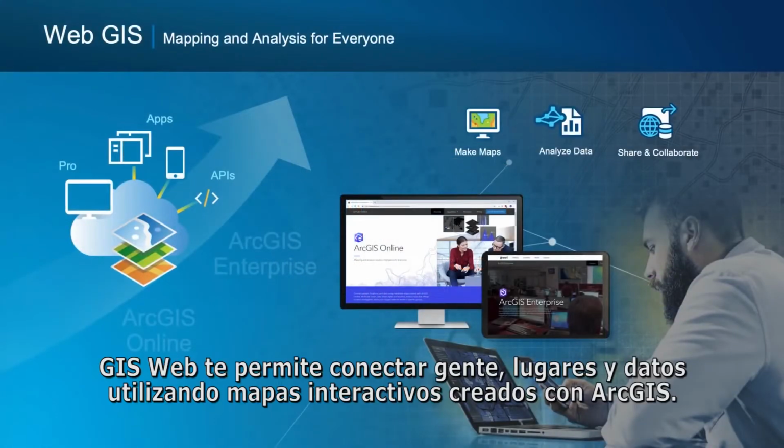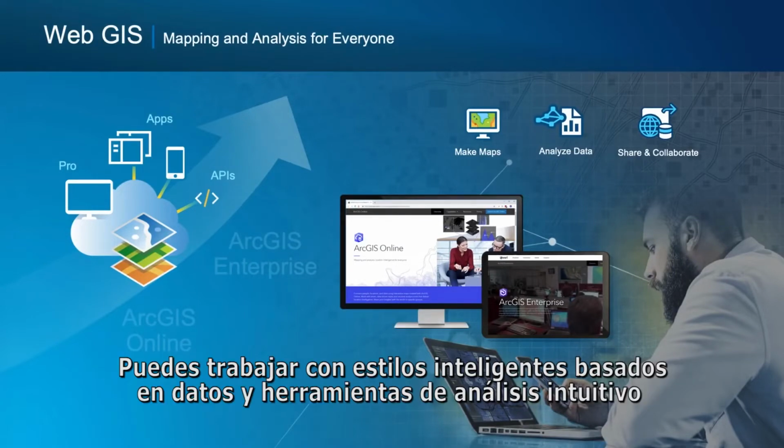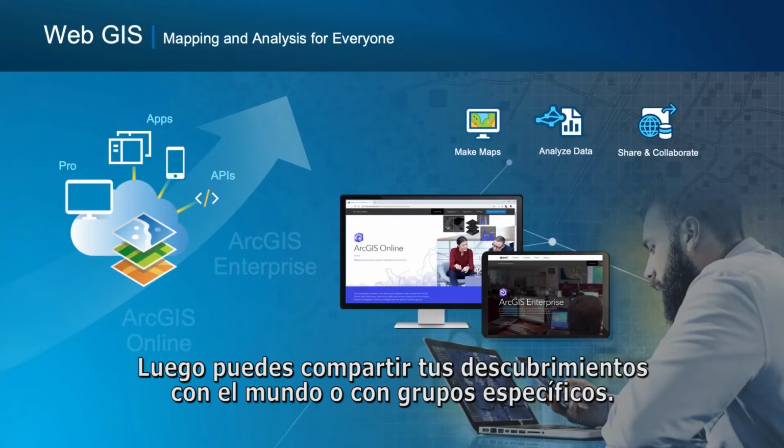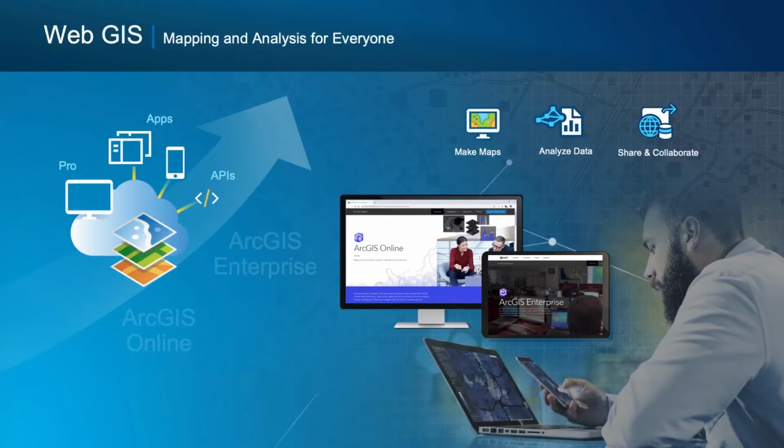WebGIS enables you to connect people, locations, and data using interactive maps created with ArcGIS. You can work with smart, data-driven styles and intuitive analysis tools that deliver location intelligence. You can then share your insights with the world or specific groups.